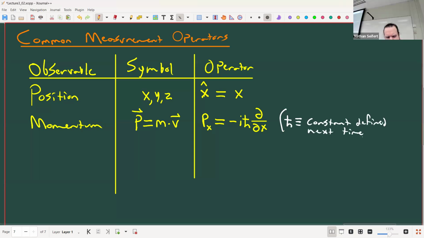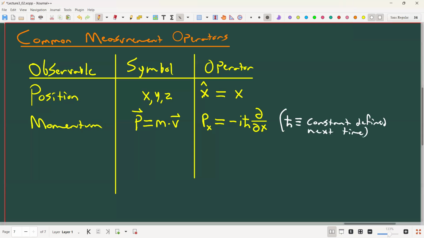So very strangely, position is a real number. Of course, it should be a real number, right? It's right here. But for some reason, in this perspective, momentum is a complex number. Very strange. We'll have to explore that a little more carefully. Why is it complex?